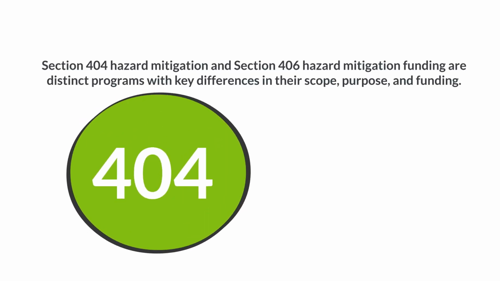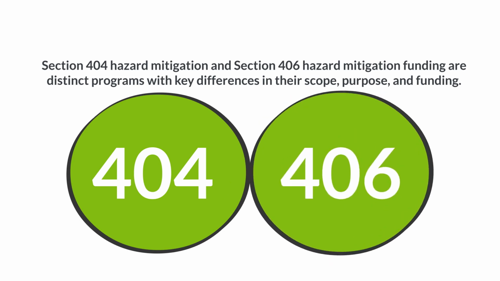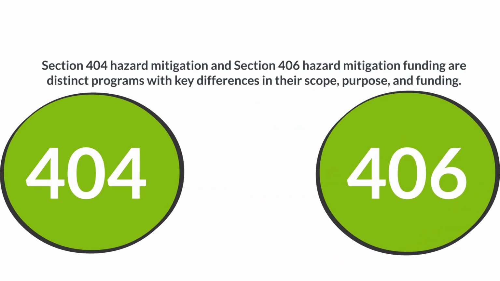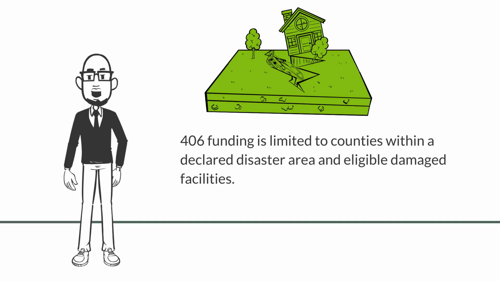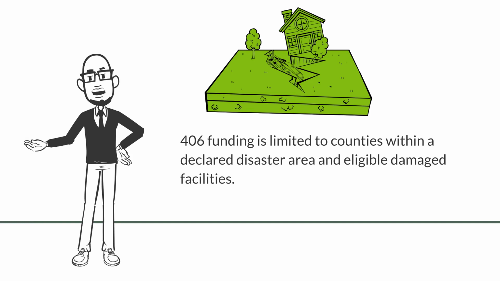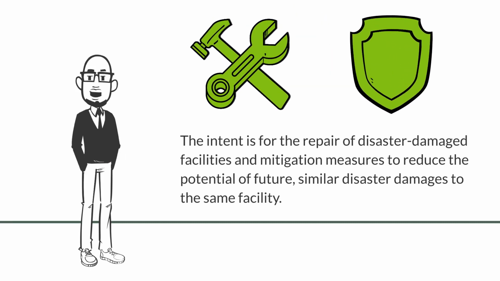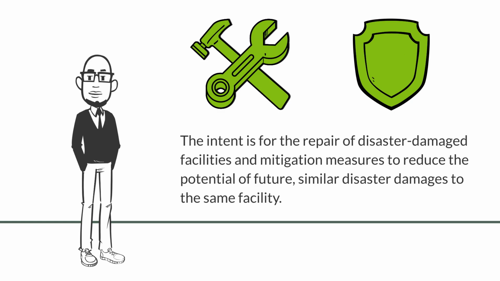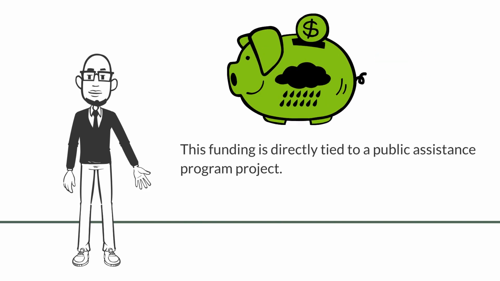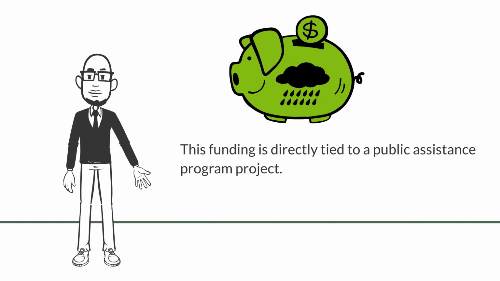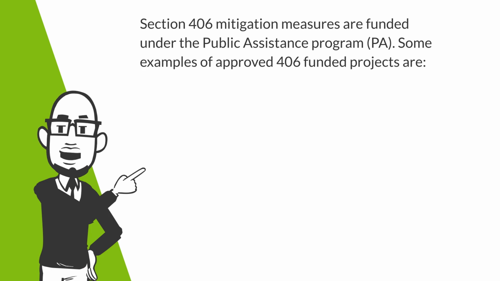Section 404 Hazard Mitigation and Section 406 Hazard Mitigation funding are distinct programs with key differences in their scope, purpose, and funding. 406 funding is limited to counties within a declared disaster area and eligible damaged facilities. The intent is for the repair of disaster-damaged facilities and mitigation measures to reduce the potential of future similar disaster damages to the same facility. This funding is directly tied to a public assistance program project. Section 406 mitigation measures are funded under the Public Assistance Program, PA.